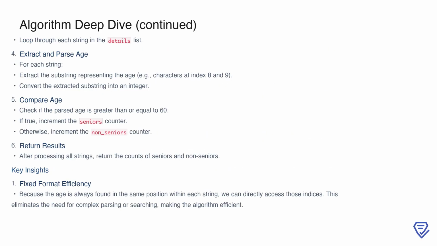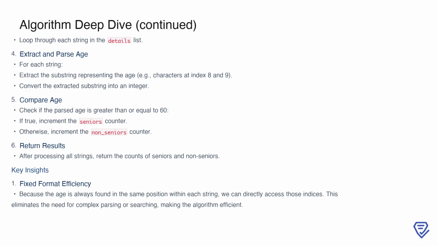The first step in processing the list involves looping through each string in the details list. For each string, we extract the substring that represents the age, which is located at specific indices, such as the 8th and 9th characters. After extracting this substring, we convert it into an integer so we can perform numerical comparisons. This is a critical step because we need to compare the numerical value of the age against the threshold of 60 to determine the category of the person.